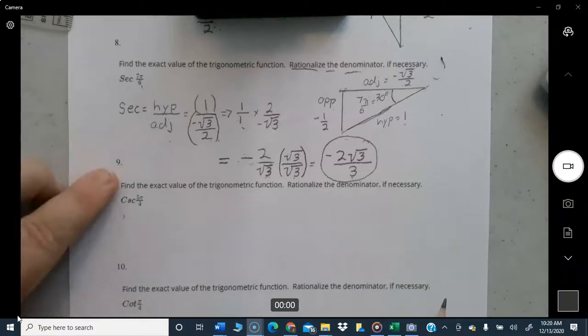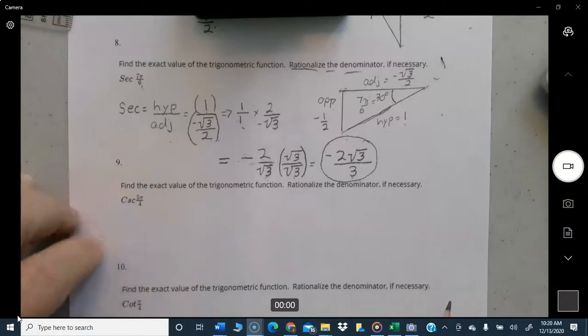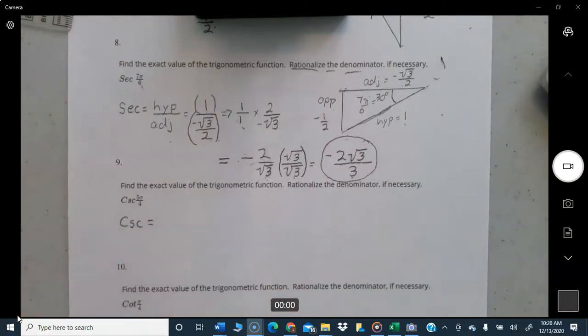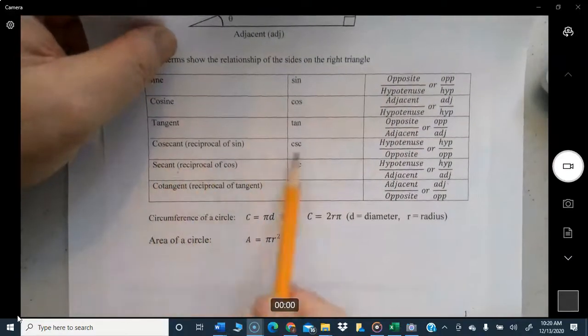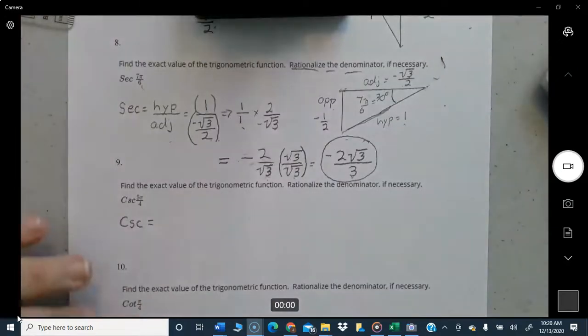Okay, here we go. Cosecant. So 2 things you got to do. You got to identify where 5 pi over 4 is, and identify the reference angle. And then cosecant what that is. Okay, let's do that first. This time it doesn't matter what order. Cosecant equals, so you come over here, and cosecant is hypotenuse over opposite. Hypotenuse over opposite. So we're just going to write that.